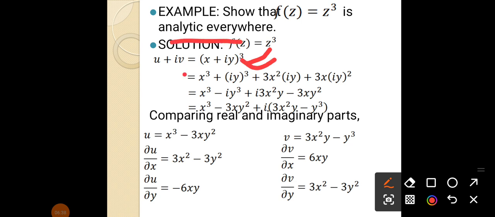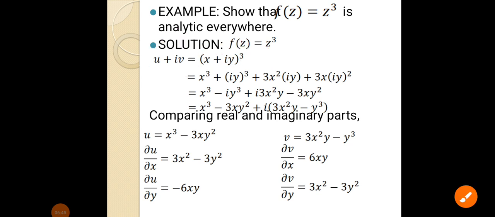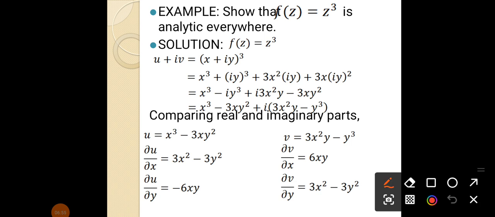Okay, f of z is equal to u plus iv and z cube is equal to (x plus iy) all cube. Okay, then we are using the formula for (a plus b) all cube here. The formula for (a plus b) cube is equal to a cube plus b cube plus 3a square b plus 3ab square.